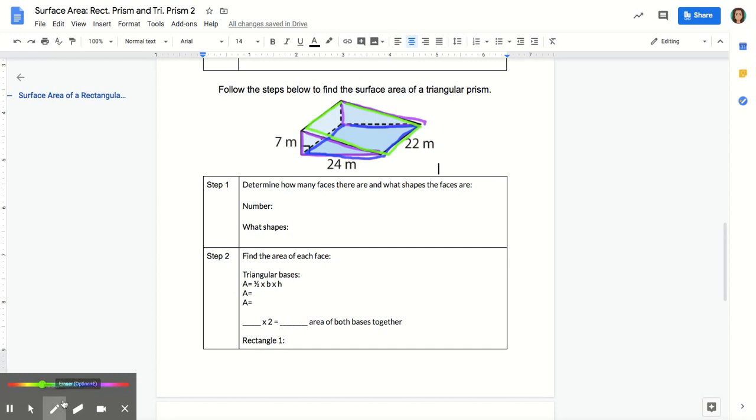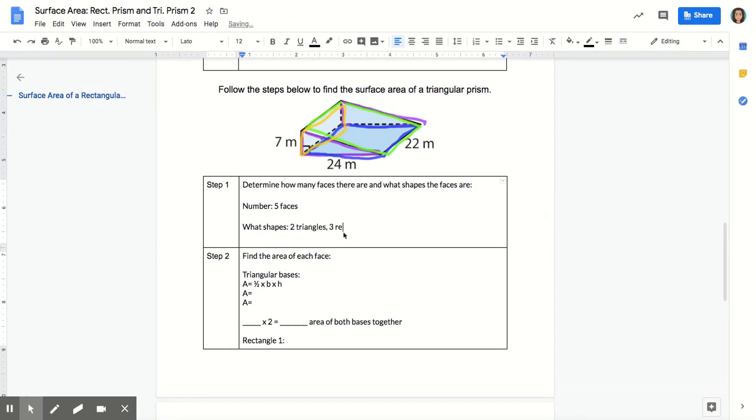And then we have another rectangle in the back there, the tiny skinny one, like that. So that means that we have two rectangle faces, and two triangle faces and three rectangle faces, which is 5 faces. And they are 2 triangles and 3 rectangles, okay?